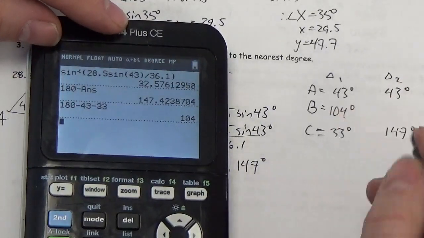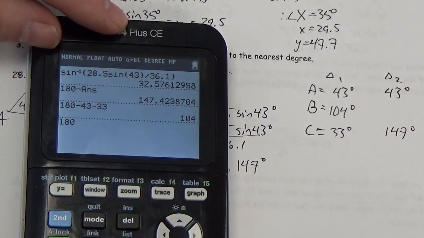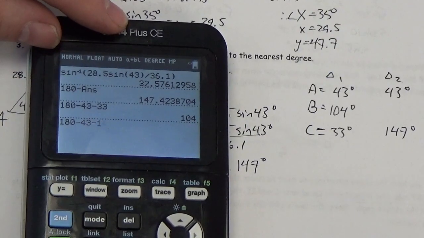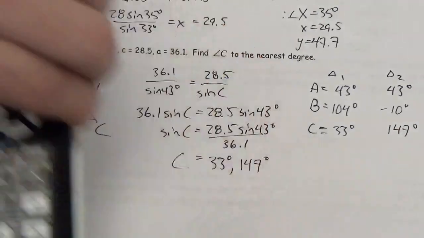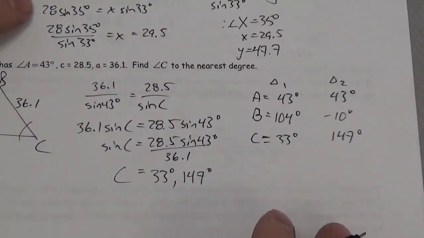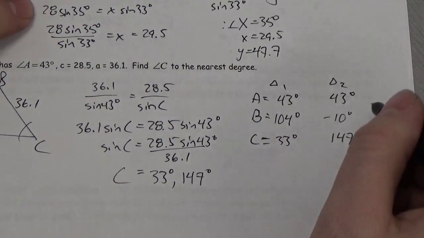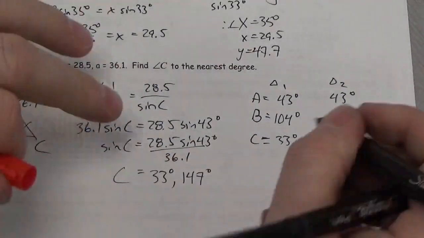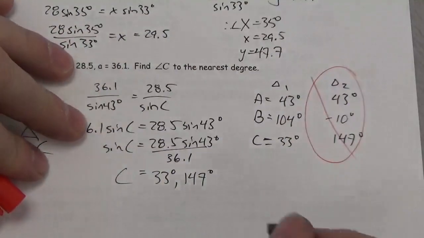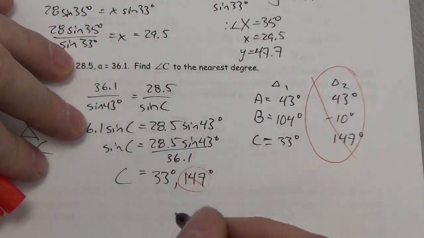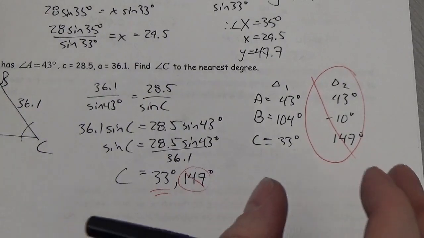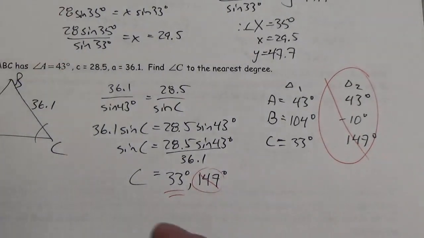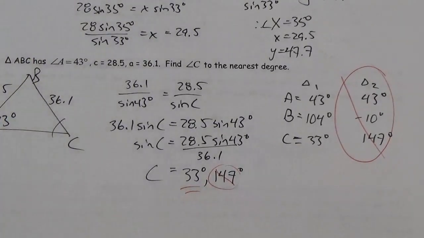That's fine. In this one here, it's going to be 180 minus 43 minus 147. Oh, that's negative 10 degrees. Well, that doesn't make any sense. So this right here, well, that doesn't work, which means this part right here doesn't work. The only answer that makes sense is 33. So there is no ambiguity in this particular problem. The possible other solution simply doesn't work here. The answer is just 33.